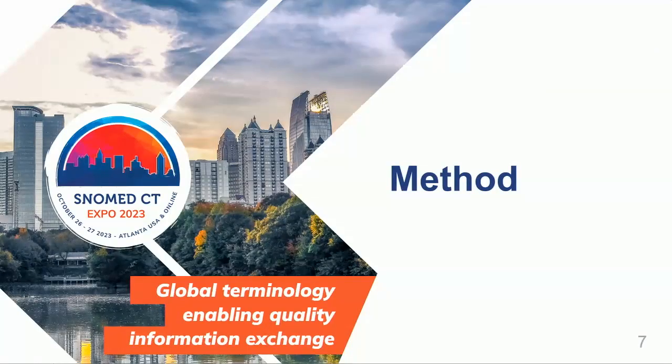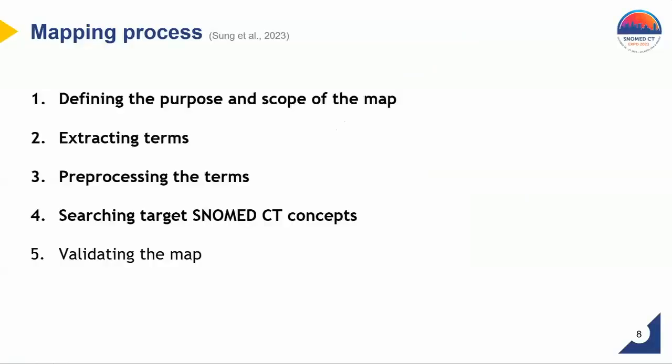So now moving on to the methods section. To conduct this research, we built a 5-step mapping process based on results from a previous study published in regards to SNOMED CT mapping. Out of the 5 steps described here, we have completed so far up to step 4, which is mapping source concepts to SNOMED CT concepts. We are currently planning on conducting step 5, validating the map, in the near future.